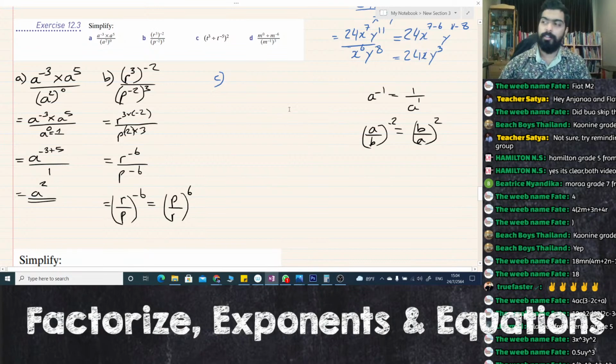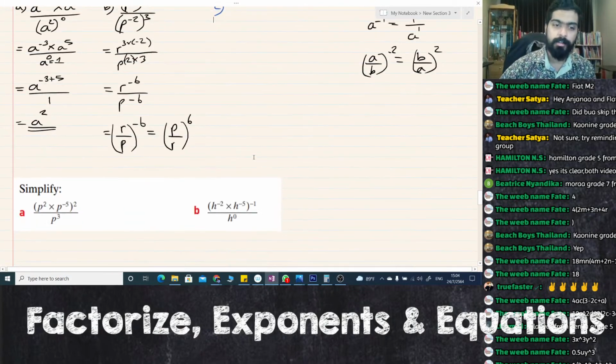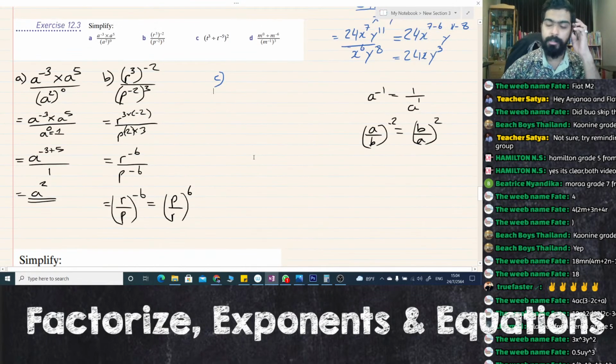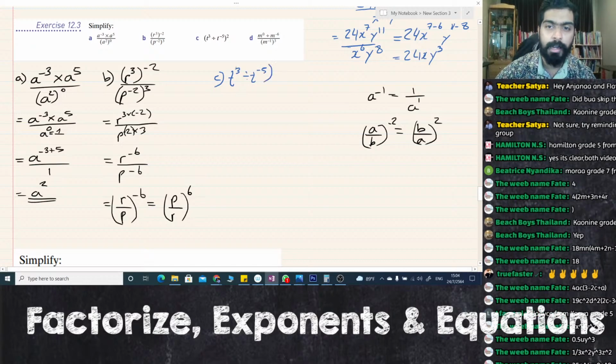All right, guys, let us go to question C. We just have a few more questions for today. So what do we have here? First, we are going to simplify inside the bracket. We have t cubed divided by t to the power of minus 5, all raised to the power of 2. It's kind of hard, I understand. That's all right. Is there any part of this that you do understand, Cow9? If you do, let me know.